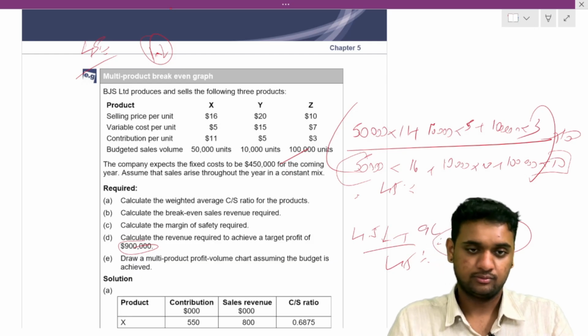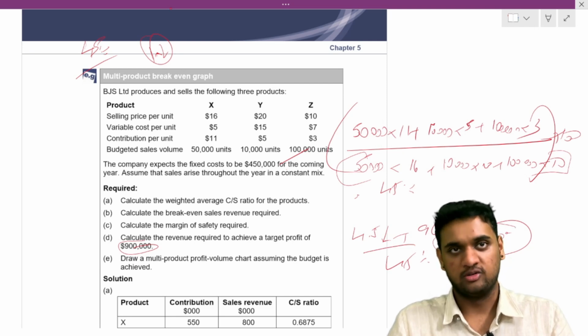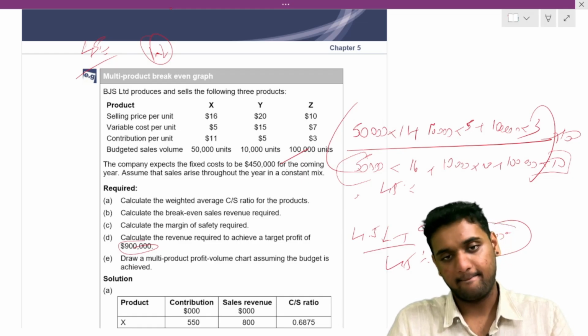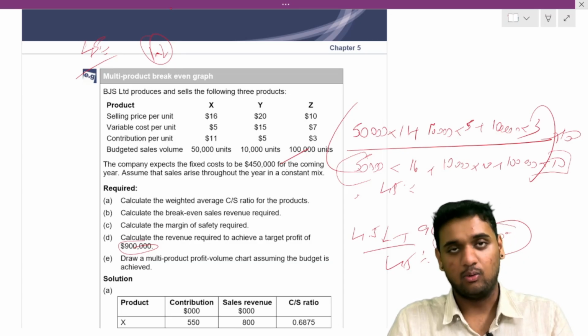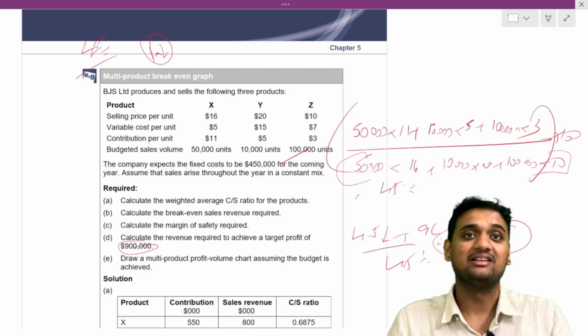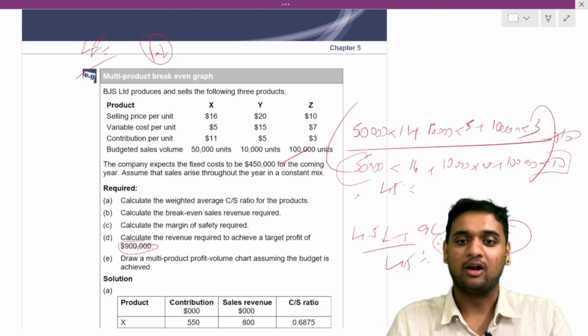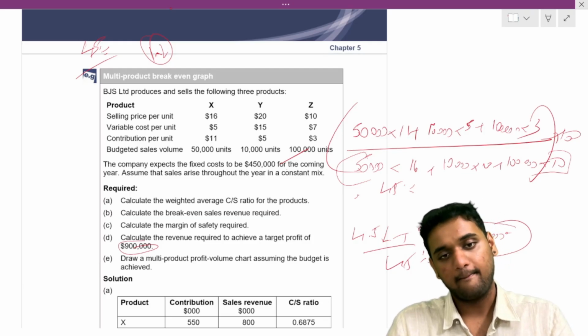Understood? Now only the question is going to start. New concept. What are they asking? E. PV chart. Look at the question and tell. What PV chart? Multi-product PV chart they are asking. For a single product we know how to find the PV chart. For multiple products, how we are going to draw a PV chart, we are going to see. This is a different concept. We will see now.